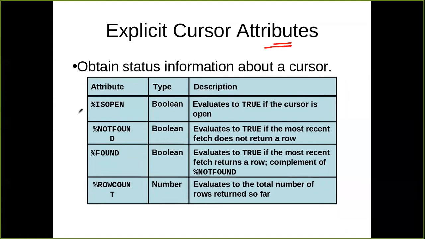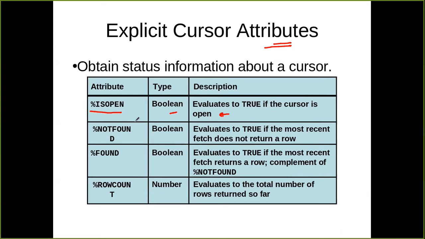Then we have some cursor attributes that can be very useful while doing the programming. Some of these attributes are, for example, percentage is open. This is an attribute that returns a boolean value. Boolean value means it will return either true or false, and it evaluates to true if the cursor is open. If the cursor is not open, then this value will return false. So it can be used to find out whether a particular cursor is open or not before fetching the data from that particular cursor.